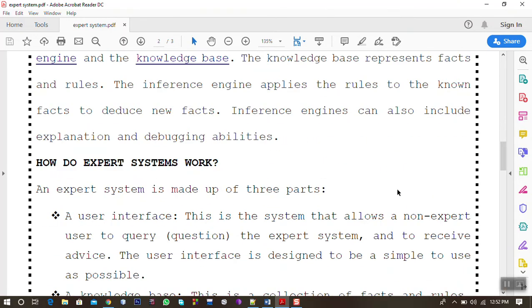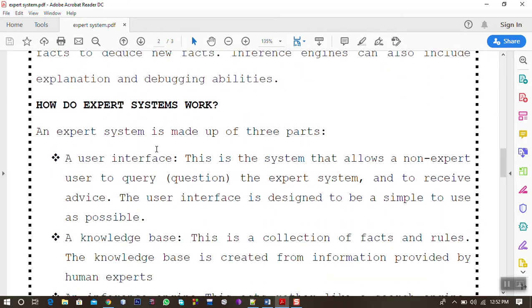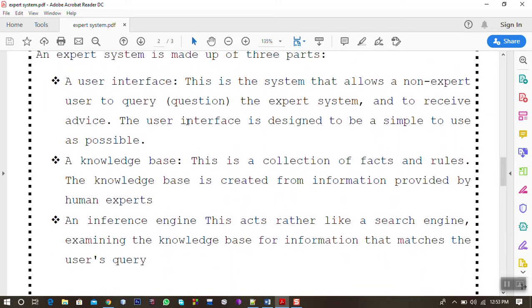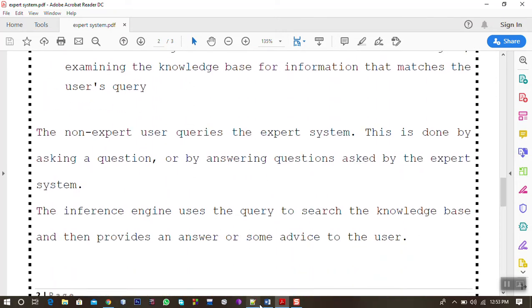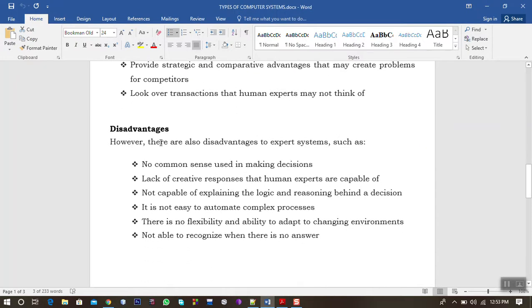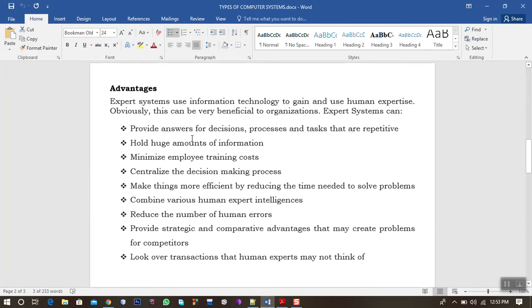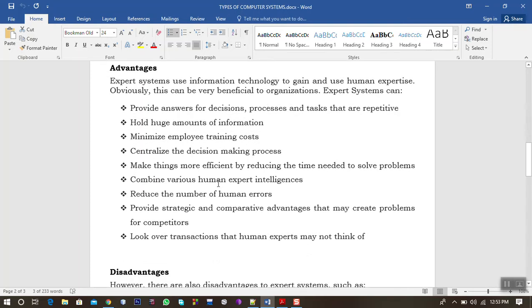Let's go down there. Then there are various things that we need to look at, obviously. How do expert systems work? You have these notes, and they are as simple as that. The thing that I would want to emphasize is simply the advantages and the disadvantages of the expert system. An expert system will provide answers for decisions, processes, and tasks that are repetitive. It holds a huge amount of information. These are easy to understand. You can just read this, and if anything, you let me know.